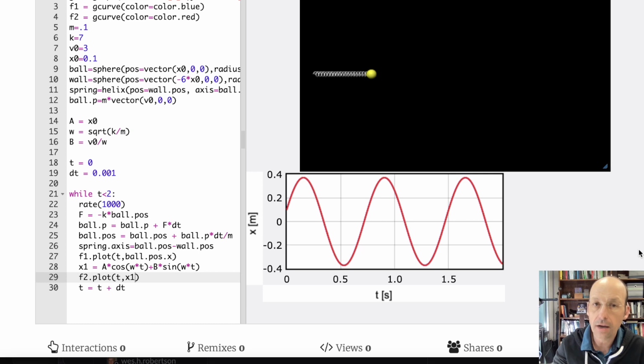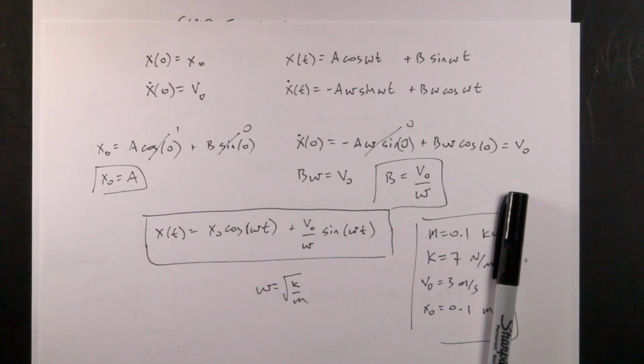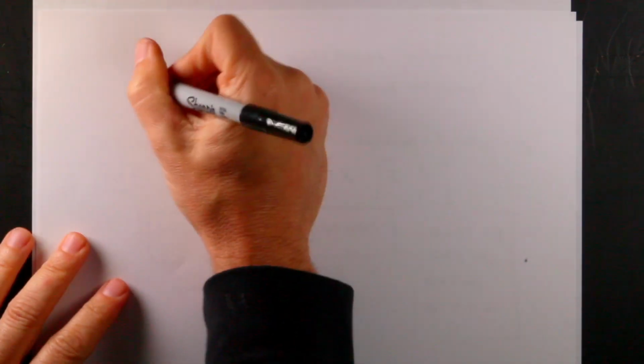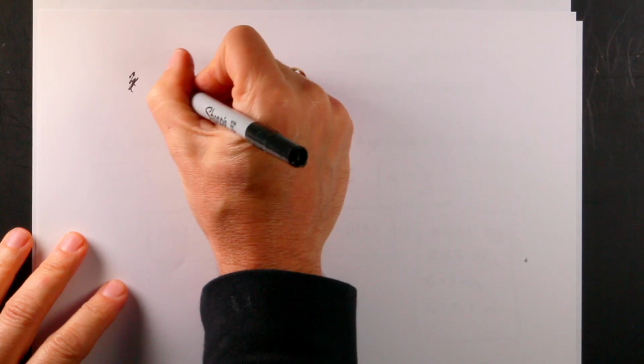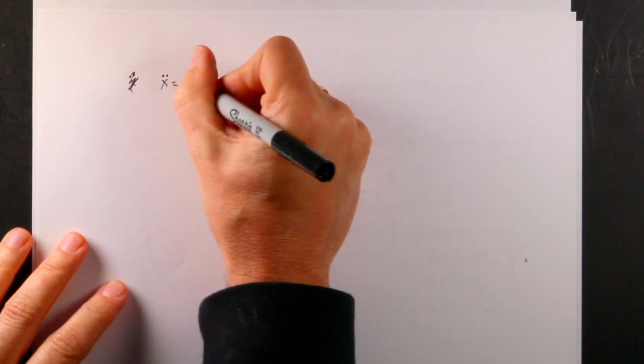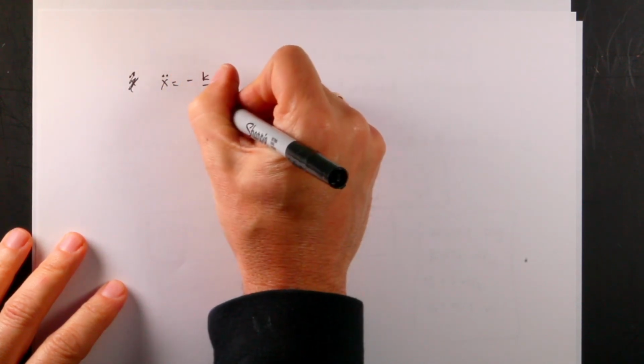Okay, let's do another solution. That's actually 2 solutions in one. But let's jump back over here and go back to solve a differential equation. Okay, so I'm going to start with the following differential equation. Let's write down the differential equation again. So I have this: x double dot is negative k over m, x.